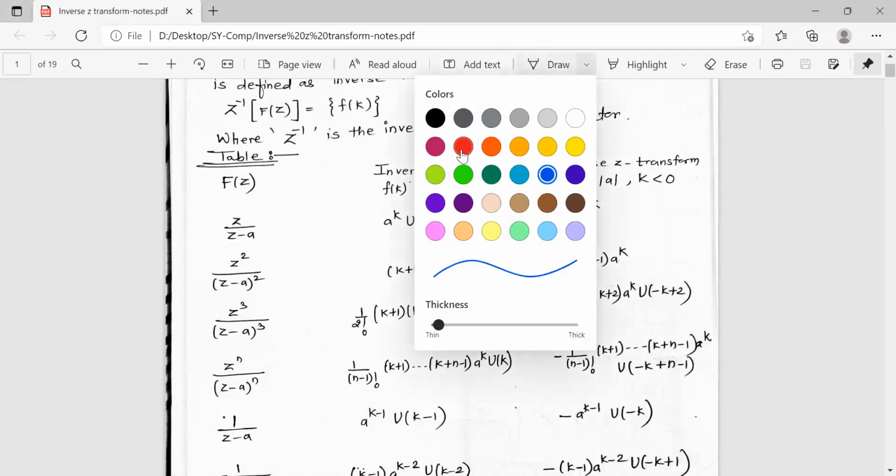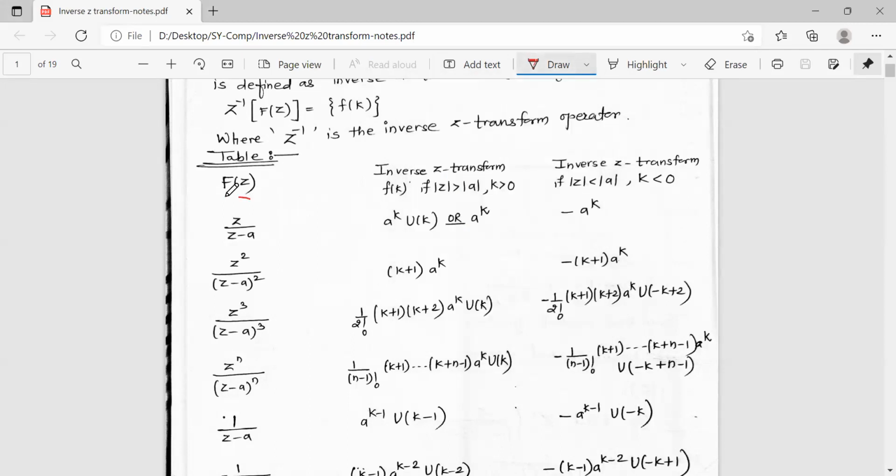So maybe the first one is z upon z minus a transformed, whose answer will be a raised to k or minus a raised to k, depending upon the range for k, whether k is less than 0 or whether k is greater than or equal to 0. So that way, the answer will be a raised to k into u of k, the unit step function. It is one and the same. That is z upon z minus a.